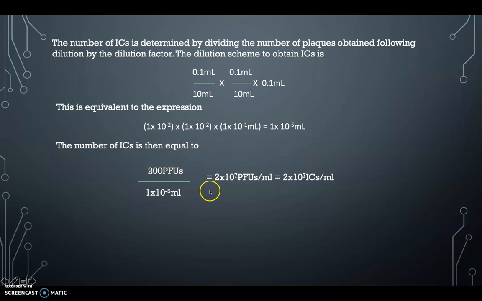This is our plaque count, which we obtained initially, and this is our dilution factor. That is equal to 2 × 10^7 PFUs per ml. So that is our ICs, infective centers: 2 × 10^7 ICs per ml.